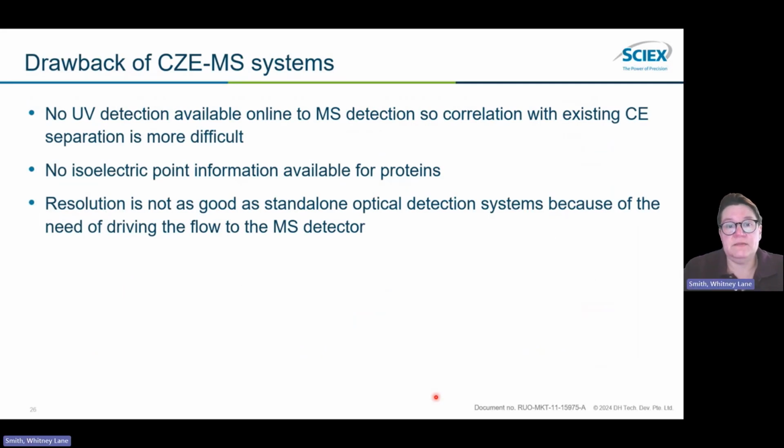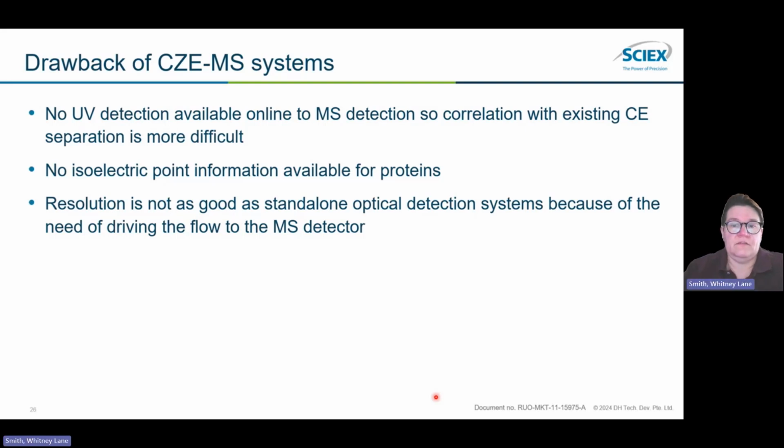The drawback of the zip chip system is that there is no UV detection available. Not only the zip chip system, but also the CESI. You can't do simultaneous UV and mass spec detection, so you can't correlate it, or it makes it more difficult to correlate. With CZE, there's no isoelectric point information available. Resolution obviously is not as good because we do have to use pressure at times.